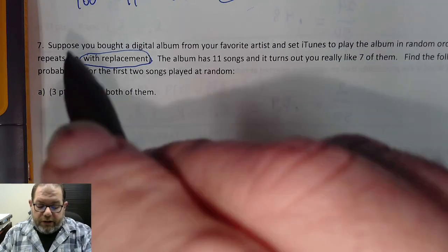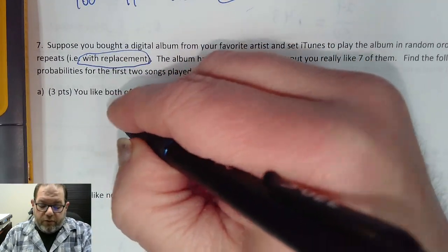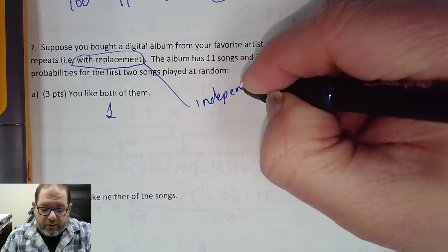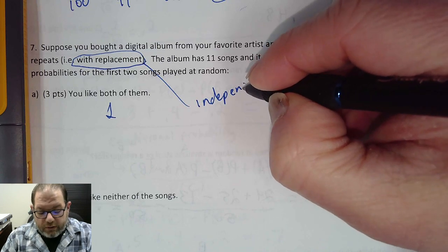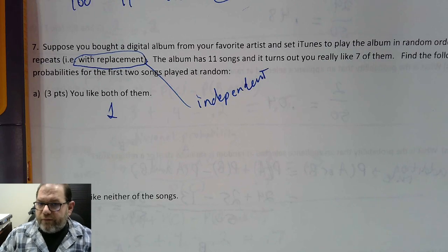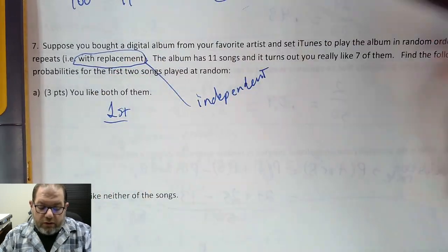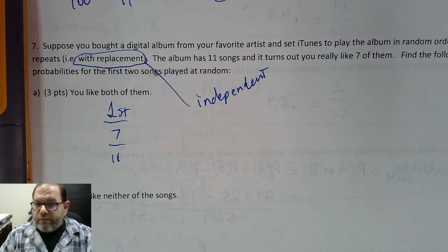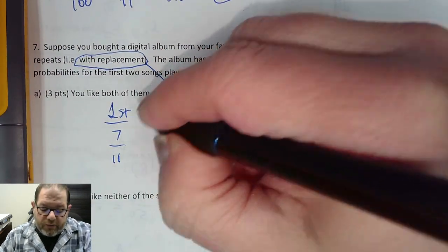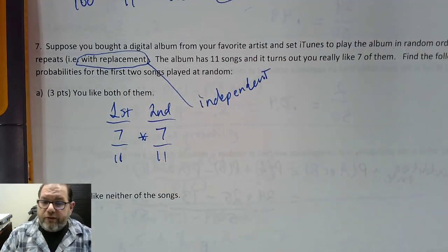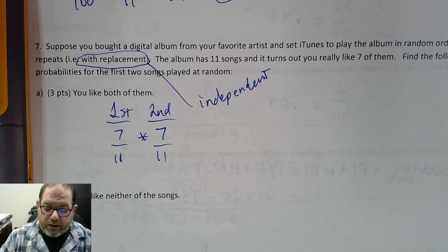So if we're playing 2 songs at random, now with replacement, before we get any further, that essentially means that the events are independent. Which means the probability will not change from the first play to the next play. So when we play that first song, we like 7 out of the 11 songs. So 7 out of 11 chance we like the first song. Now second, because that first song can repeat, there's still 7 songs we like and still 11 songs that may be selected for that second play.